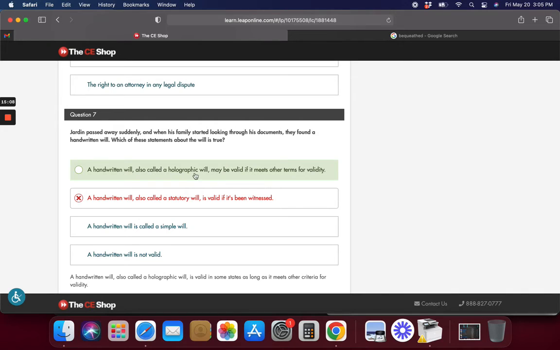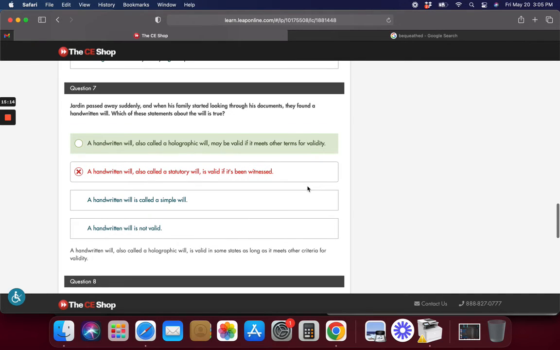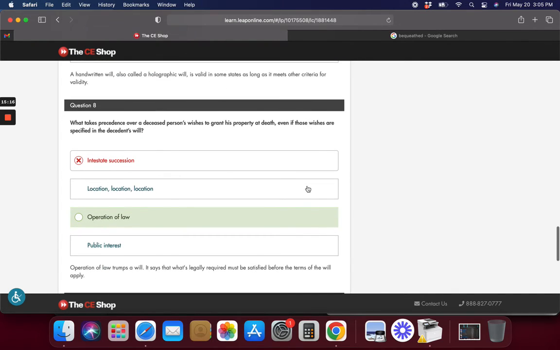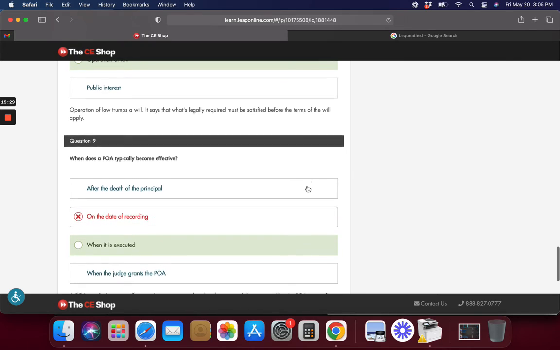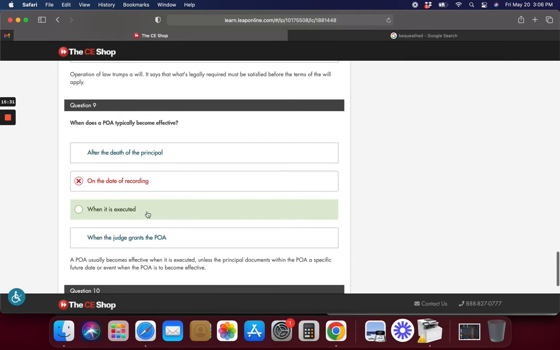Now, a handwritten will may be valid if it meets other terms for validity. Okay. I know in Maryland, if it's handwritten, you need to have 2 witnesses, so I'm not sure that would hold up in court. What takes precedence over a deceased person? Operational law. See, that one I would have had right if I would have picked that. When it is executed. Okay, I was going back and forth with that one.